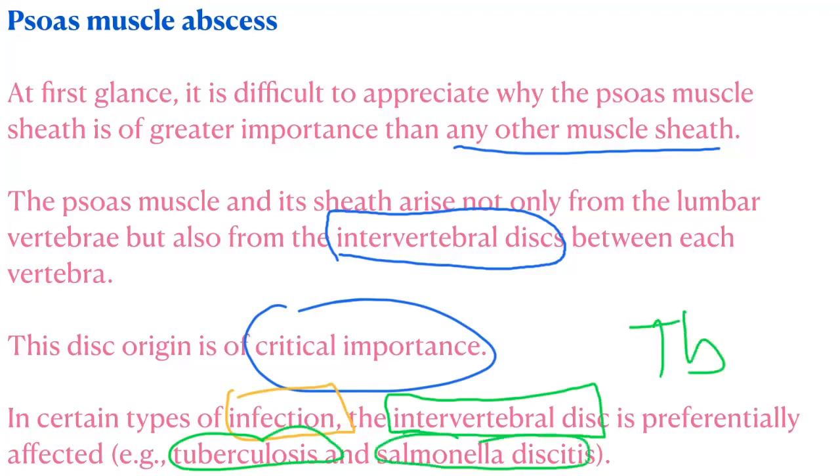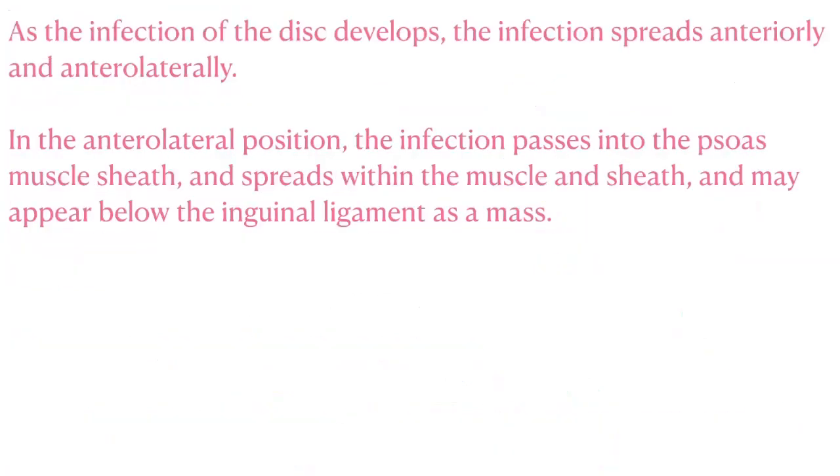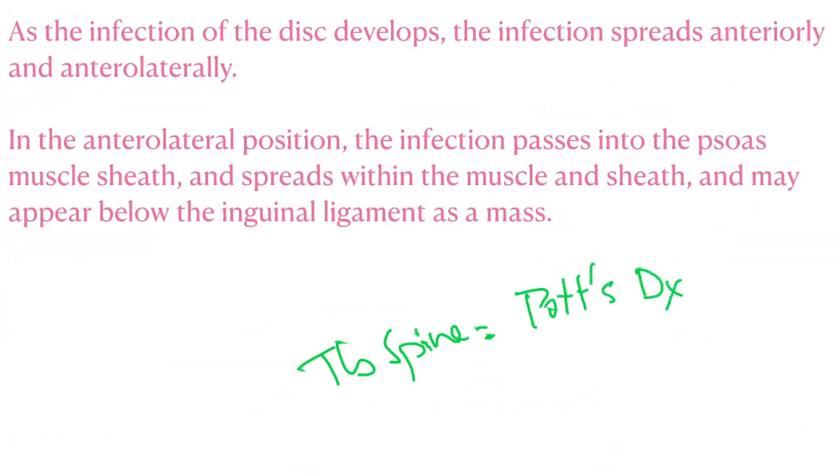Okay, so TB, tuberculosis of the bone, especially tuberculosis of the spine, is called Pott's disease. So if the spine is infected with tuberculosis, and as the infection of the disc develops, the infection spreads anteriorly and anterolaterally. In the anterolateral position, the infection passes into the psoas muscle sheath.